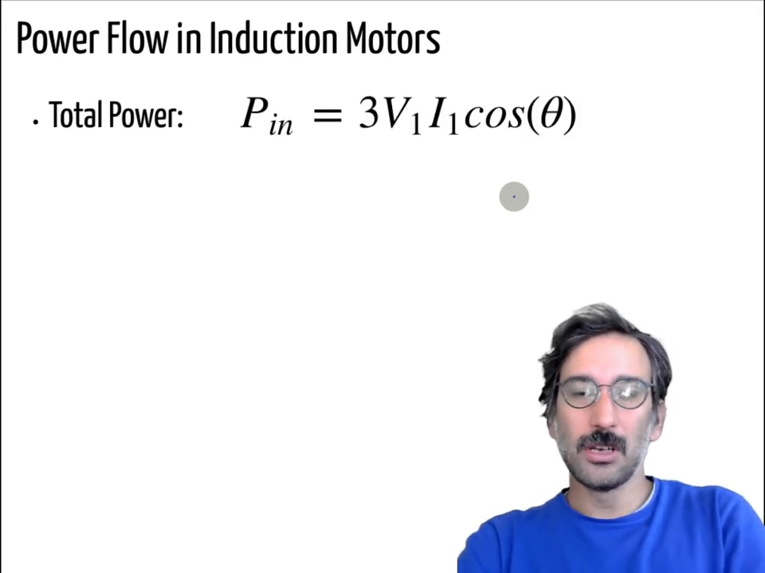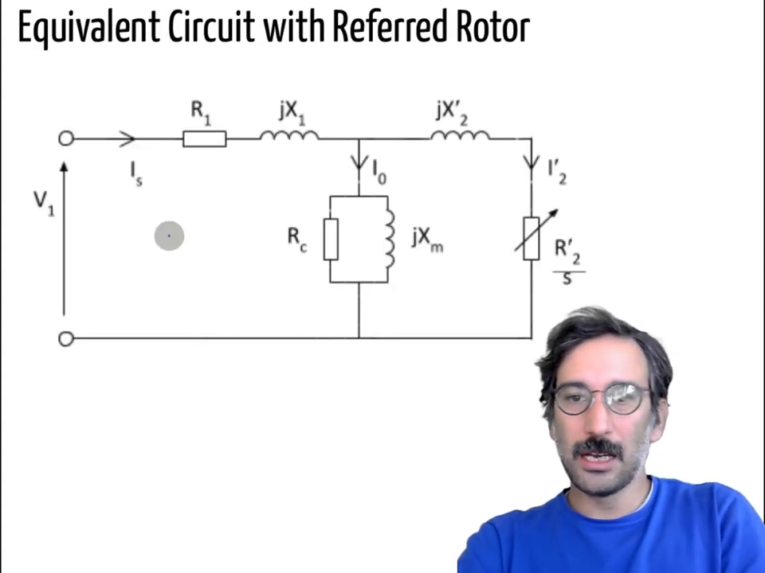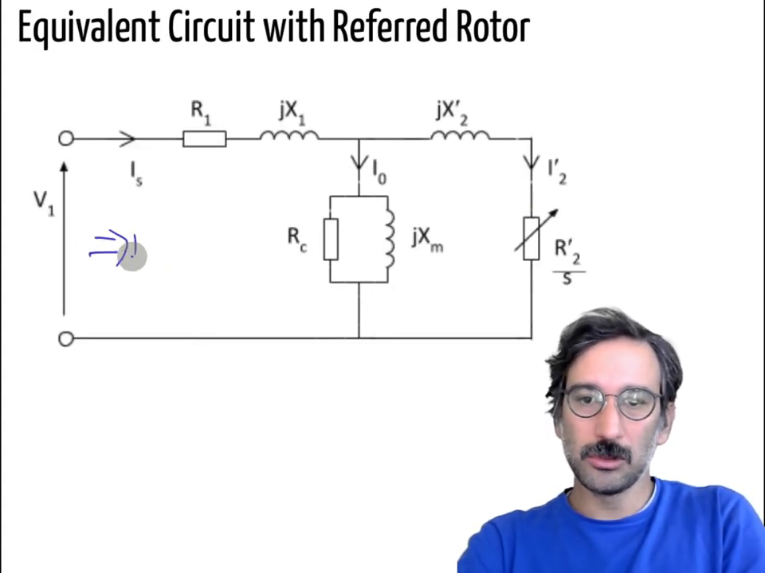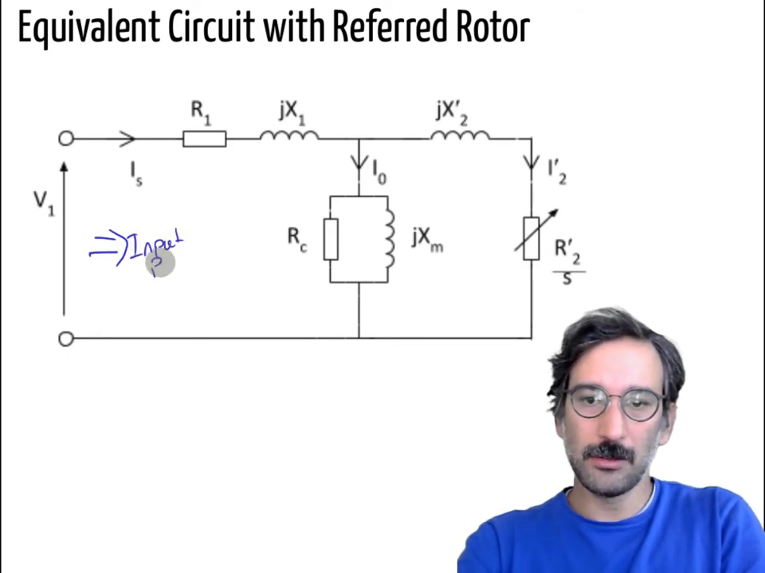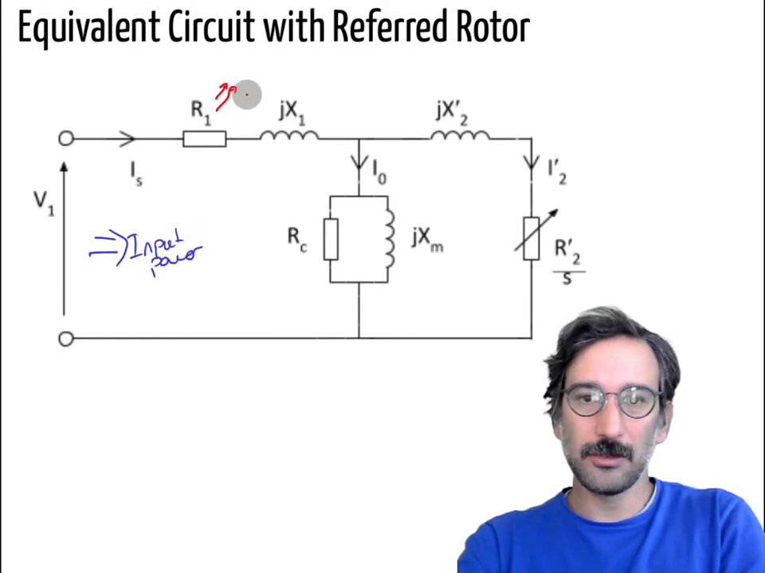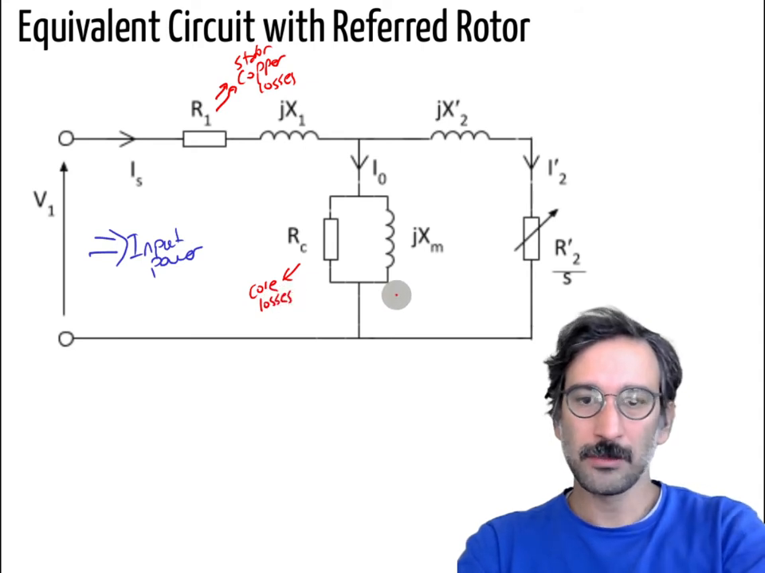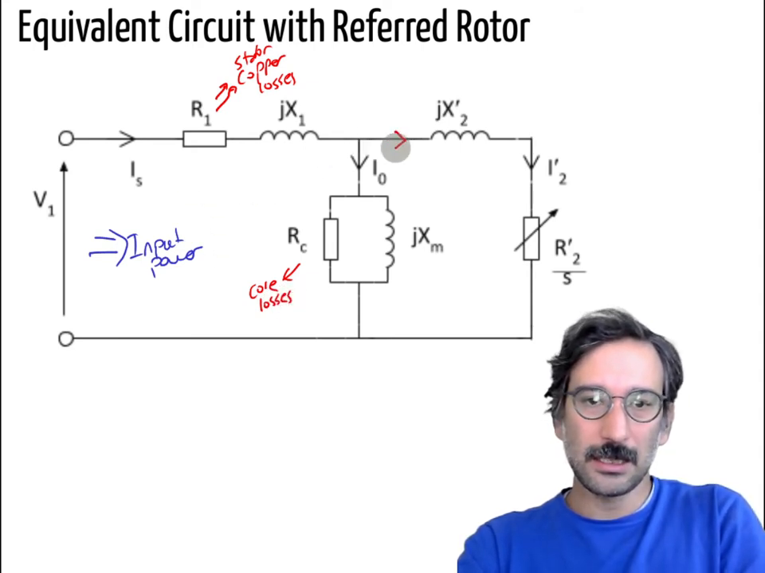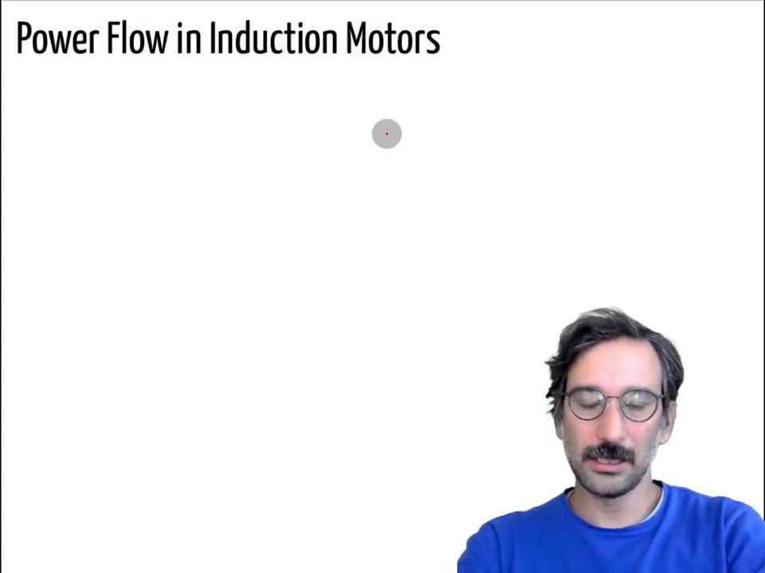Okay, so first, here we have the total input power coming in. Then I dissipate some of it in the copper losses, the stator copper losses, and there are also core losses, the stator core losses. And then I can express the remaining power like that. So let's define those things.